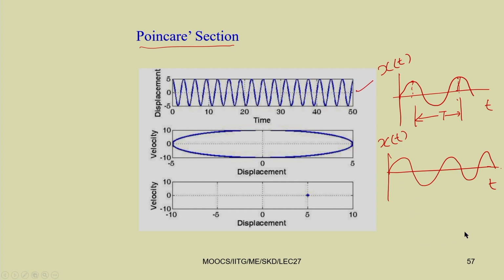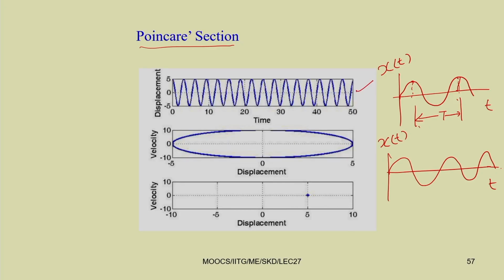Instead of doing that, we will sample it at a regular interval of time. For example, in this case this is the time period, so let us sample it at a particular interval of time. You just see, if we sample it at a particular interval of time, you are getting the same point.